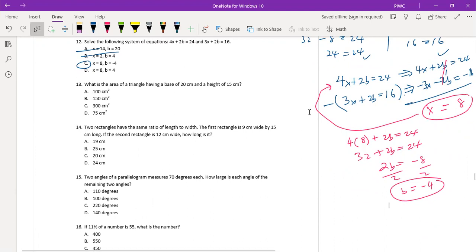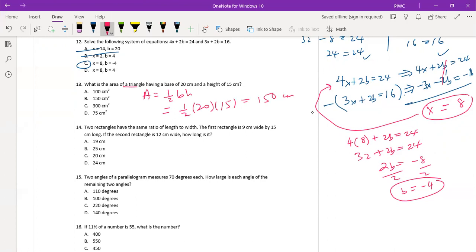Okay. Number 13, what's the area of a triangle with a base of 20 centimeters and height of 15? So for a triangle, we know that the area of a triangle is half base times height. So the area here will be 1/2, base is 20 and height of 15. So that'll be 150 centimeters squared.